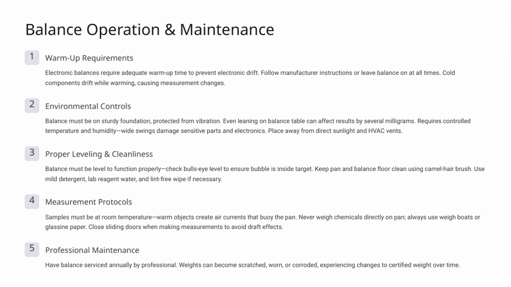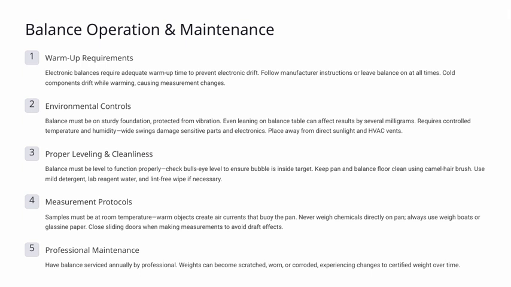Next, environmental controls play a big role. The balance should be placed on a sturdy, vibration-free foundation. Even leaning on the balance table can affect your results by several milligrams. It's also important to maintain a controlled environment. Consistent temperature and humidity are vital because large fluctuations can damage sensitive parts and electronics. Keep the balance away from direct sunlight and HVAC vents to avoid drafts and temperature swings.